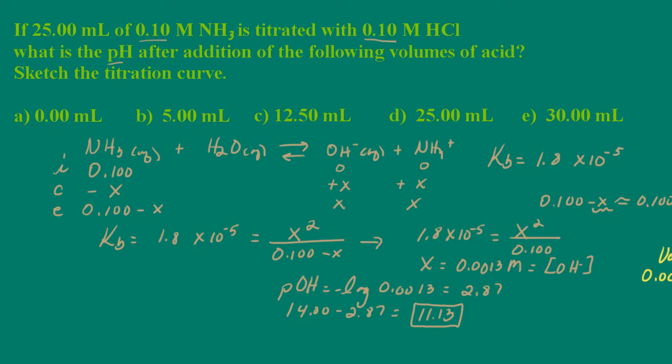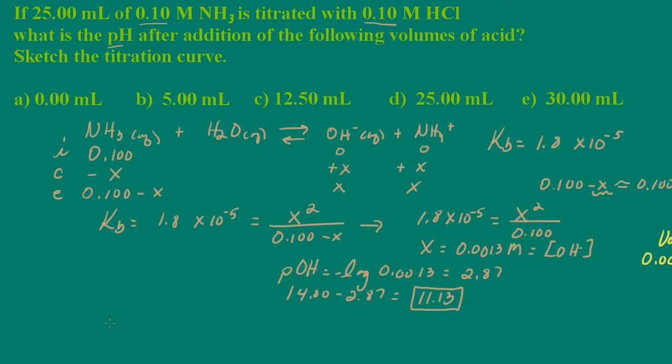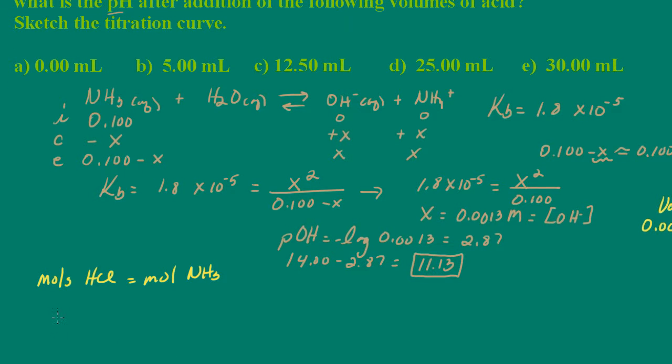What I like to do when doing these types of problems is find the equivalence point volume. That way we know where we are in parts B, C, D, and E. So what we have is a 1:1 ratio of ammonia to hydrochloric acid. At the equivalence point, the moles of hydrochloric acid used are going to equal the moles of ammonia reacted.